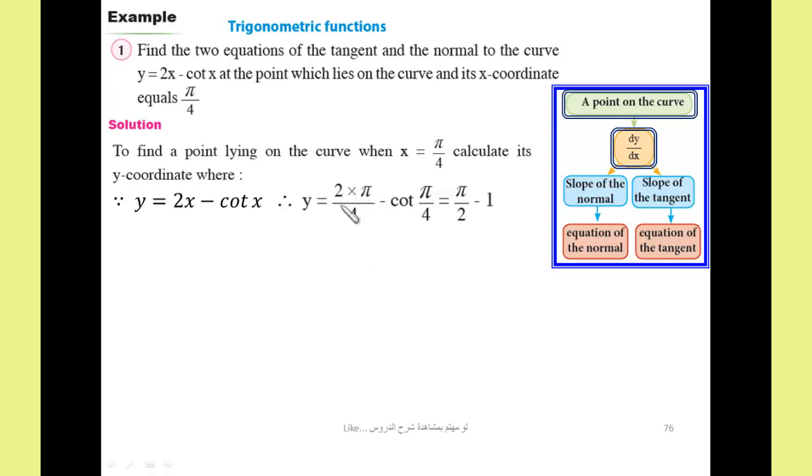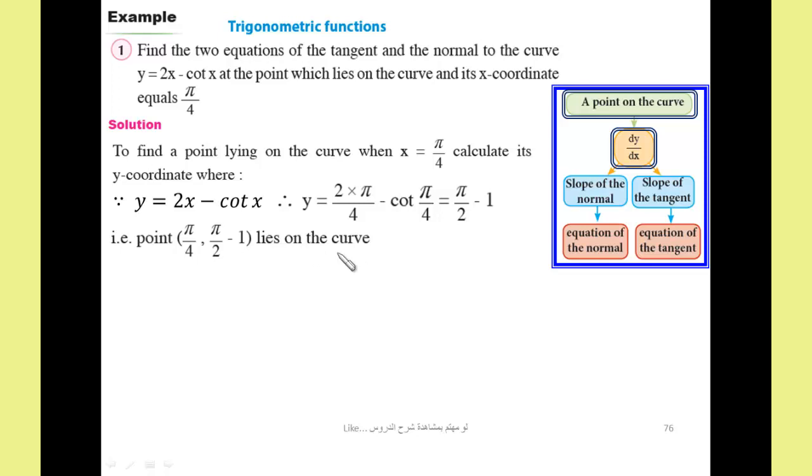In this part of substitution, we write x equals pi over 4. And in this part, when you write it in your calculator, write it pi over 4 considering pi equals 180. So it will be cotan 45. After you simplify it and calculate it, you will find y equals pi over 2 minus 1. You can use your calculator to check this answer. So the point pi over 4 and pi over 2 minus 1 lies on the curve.